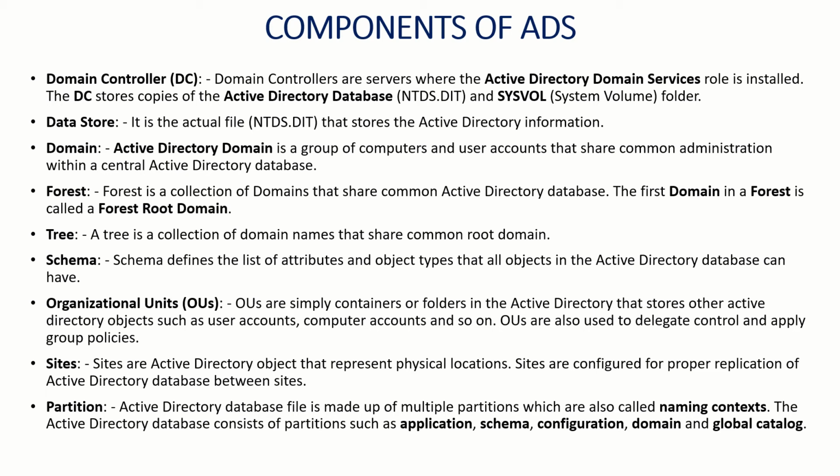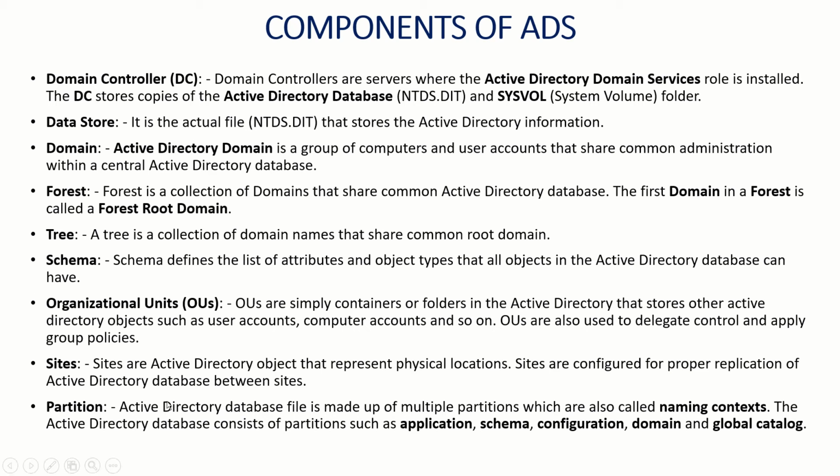And of course, as the name derives from the forest, there is something called the tree. A tree is simply a collection of domain names that share a common root domain. So if they are all deployed in one particular root domain, there are trees within that domain. Then there is the schema. Those who are abreast with database systems should know what a schema is. It's the list of attributes or properties of object types, in this case Active Directory object types. The schema is simply the set of rules that control a specific database.